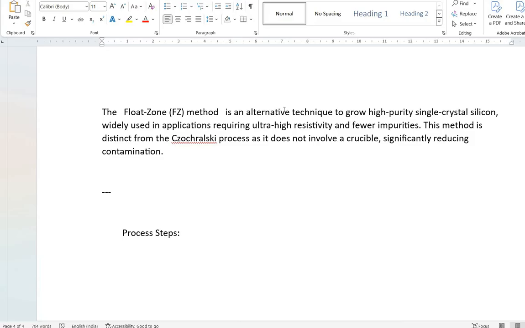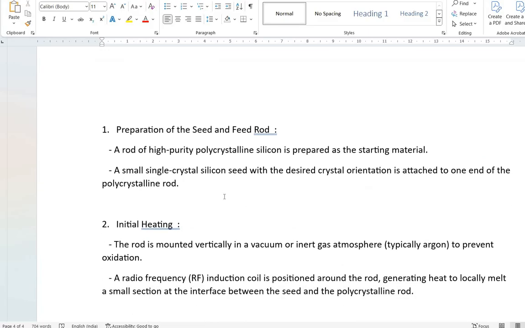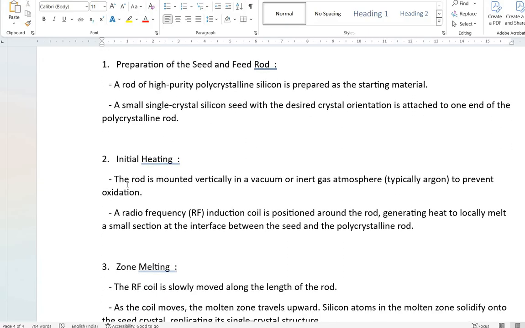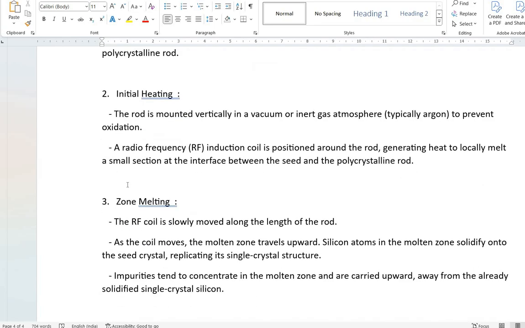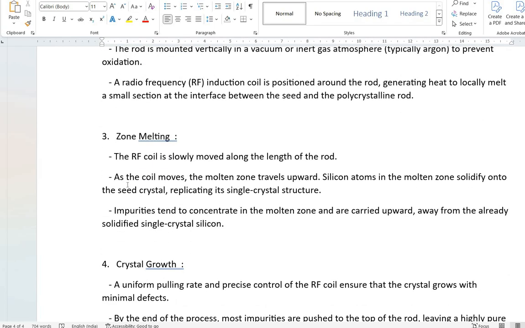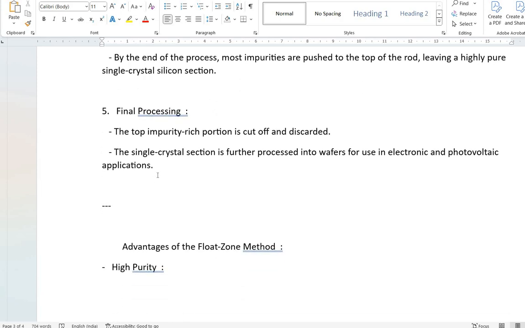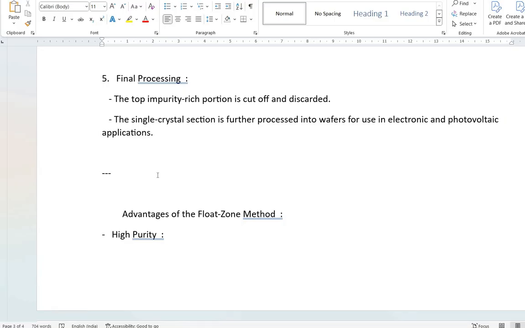It's used in applications requiring ultra high resistivity and fewer impurities. The process steps are preparation of the seed and feed rod, followed by initial heating of the rod. After it is mounted, zone melting: the molten zone is slowly moved along the length of the rod. Crystal growth: a uniform pulling rate and precise control of the RF coil ensure the crystal grows with minimal defects, and then the final processing to get the final product.